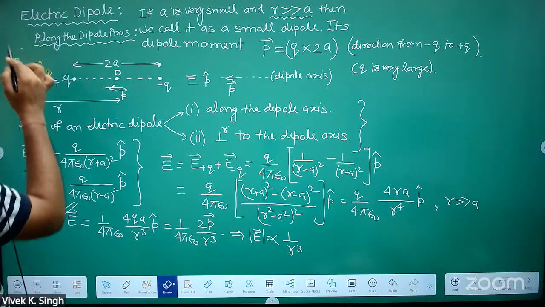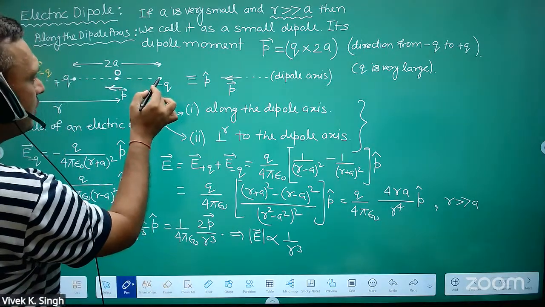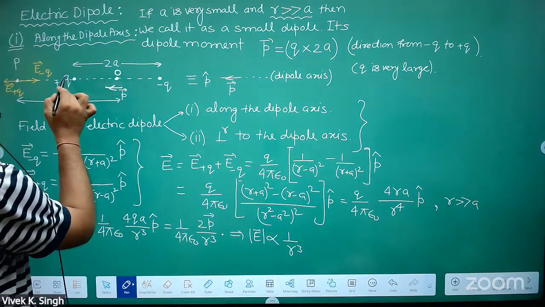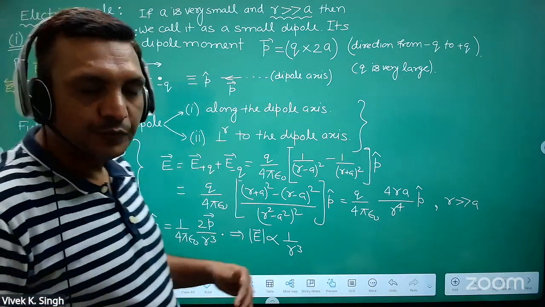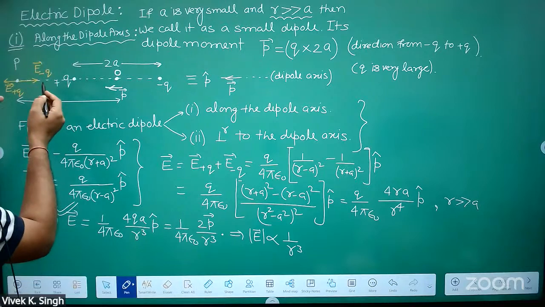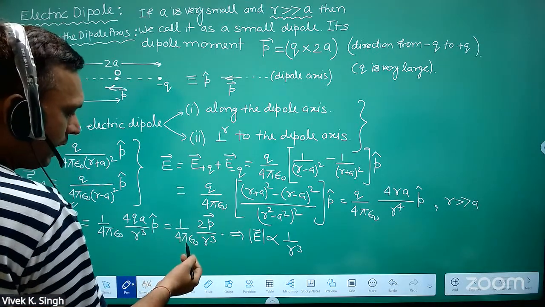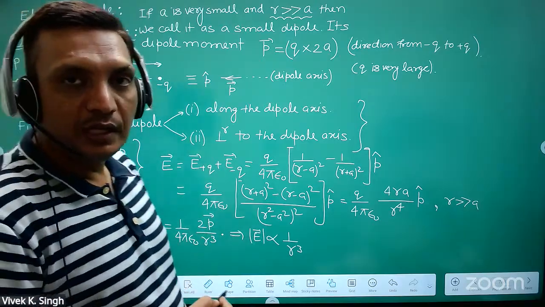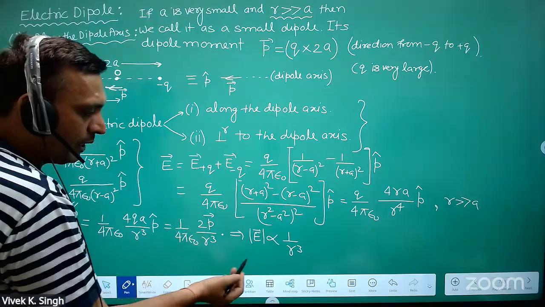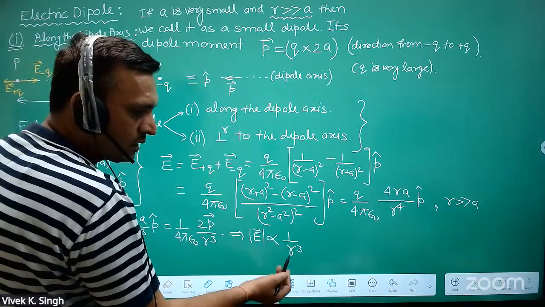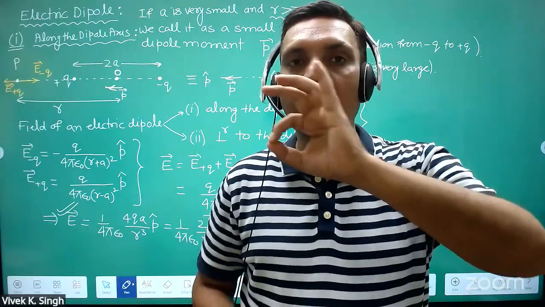In the first case, we calculated the electric field along the dipole axis. What is the dipole axis? If you connect these two point charges by this line, this is called the dipole axis. I have taken a point P along the dipole axis, and then we calculated the field due to the dipole. You find the field due to plus Q charge, then the field due to minus Q charge, and take the vector sum. Finally, we got this result, 1 by 4 pi epsilon naught 2p by r cube. In this case, the electric field dependence is not 1 by r square; it is 1 by r cube dependence. So the magnitude is inversely proportional to distance cube. That is the case of electric field along the dipole axis.